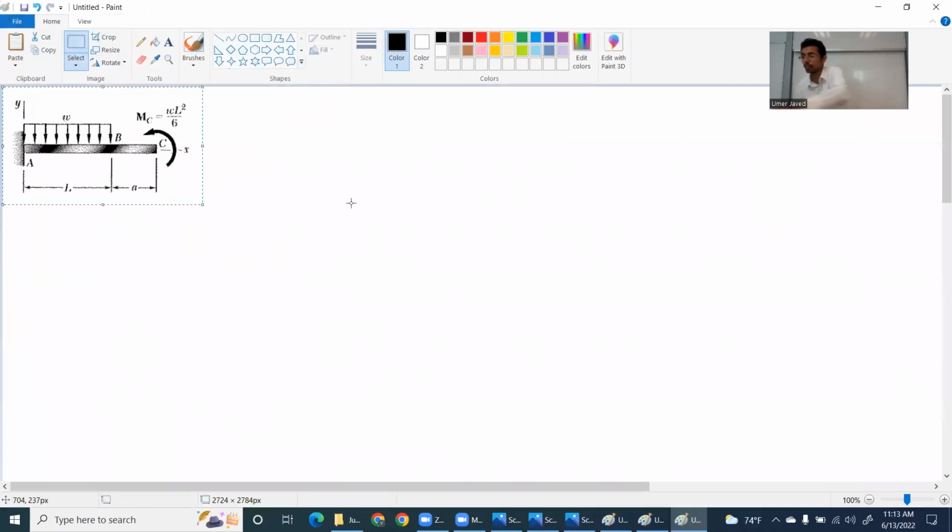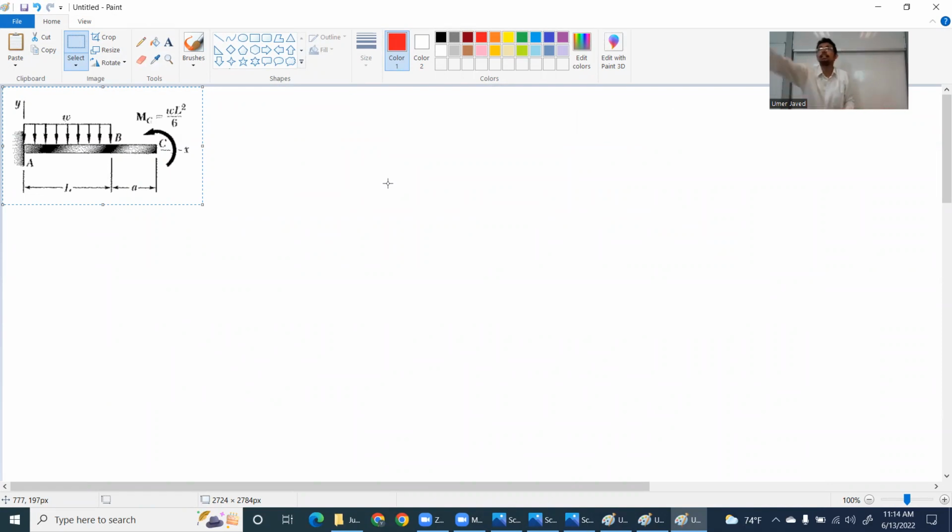Okay, I hope this is clear. So the problem says, let's do this problem together. What is the first step? The question says, for the cantilever beam and loading shown, determine the equation of the elastic curve for portion AB of the beam, find the deflection at B and the slope at B.